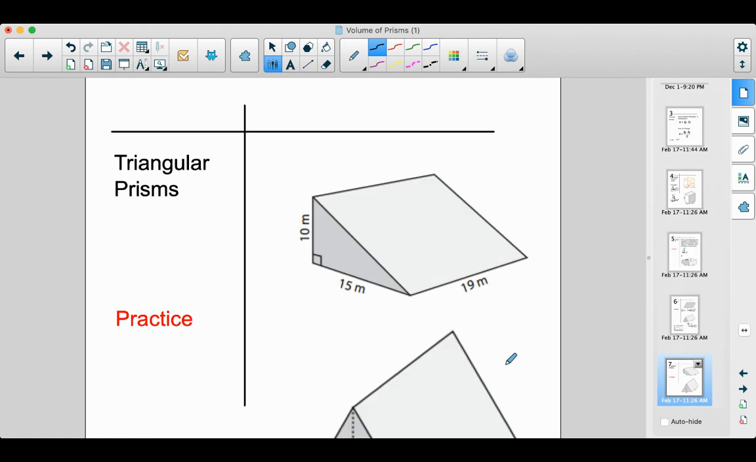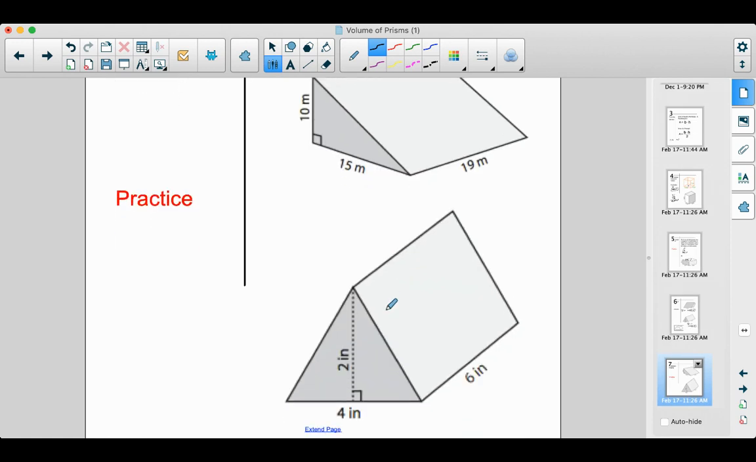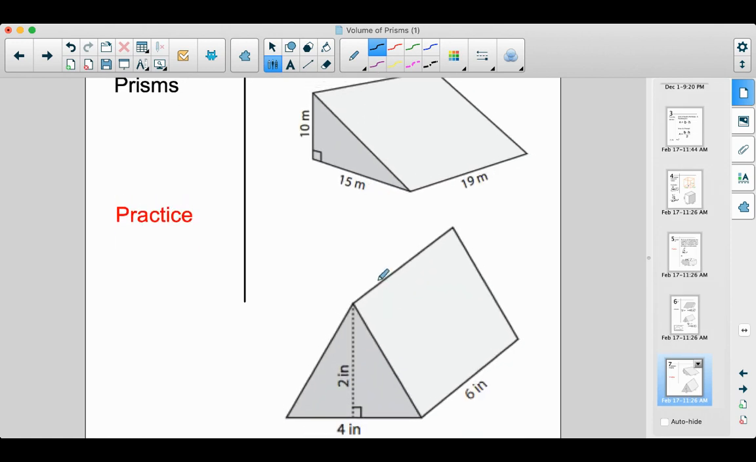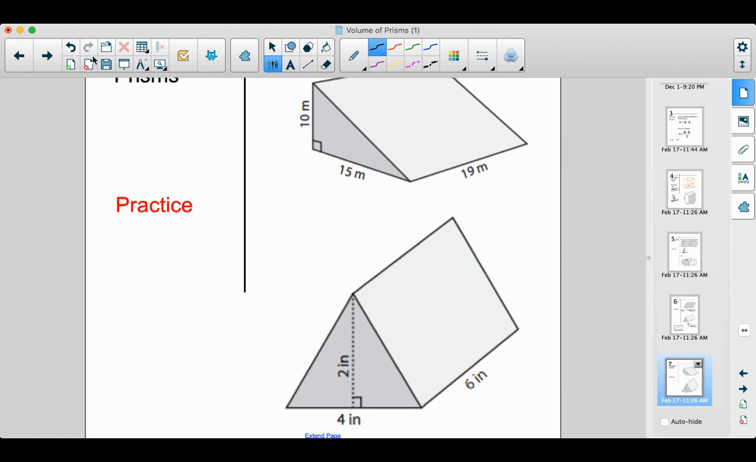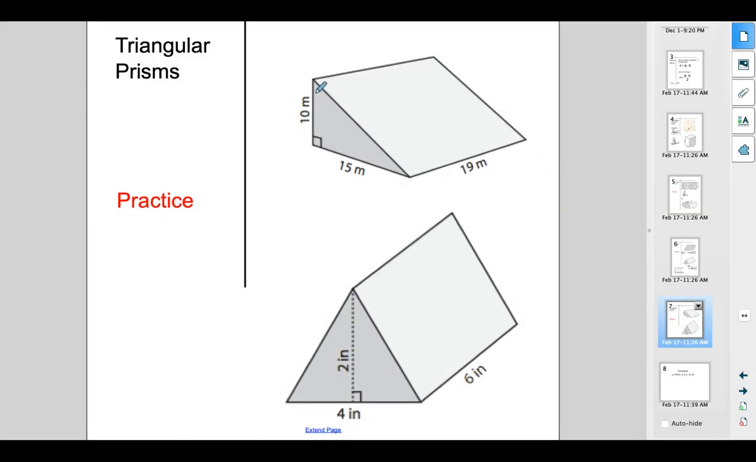All right. Why don't you try these two? See if I can get these both on the screen here. All right, so there you go. So this one is 10 by 15 by 19. Here we got 4 by 2 by 6. So pause the video here, see if you can find the dimensions of those, or the volume of those, and then pause it and see what you got.